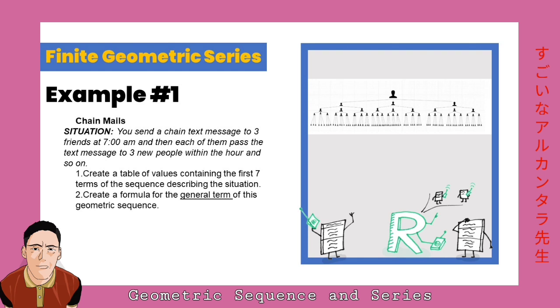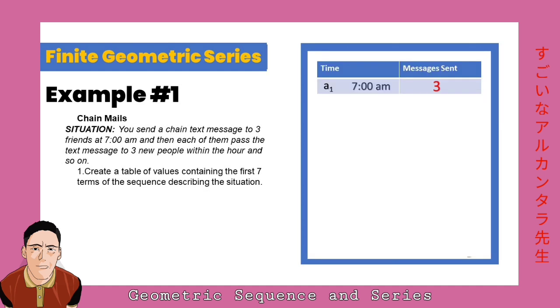Besides you guys, probably. So now, here is the thing that I want to discuss thoroughly. How to create a table for this one. So for example, for 7 a.m., that's our first term, we have right here 3 messages sent. Okay, so that's basically you sending those 3 text messages.